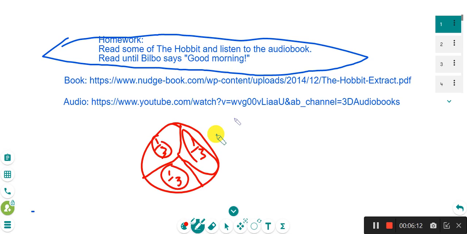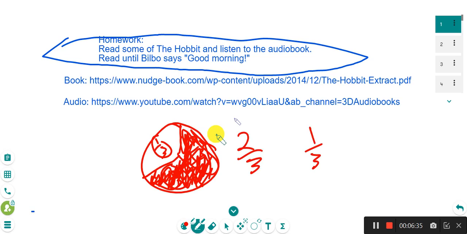1/3, 1/3. So if I have 2 slices that are colored red, like this, what do I write as a fraction? Well, I can look at it and say there are 3 slices in my circle. 2 of them are colored in, so that's 2 out of 3. Or I can also do the math, which is really easy.